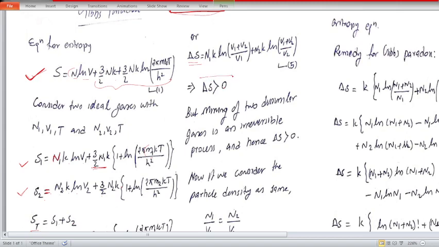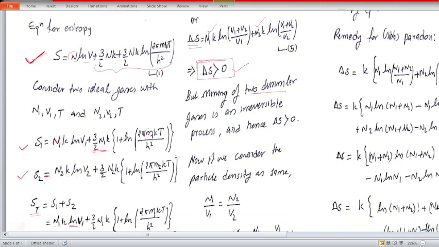Now you can see that delta S is greater than 0, because n1 and n2 are positive quantities, and v1 and v2 are all positive quantities, so the value of delta S will always be greater than 0. Mixing of two dissimilar gases is an irreversible process, and hence delta S is always greater than 0. That is true from the thermodynamic point of view.